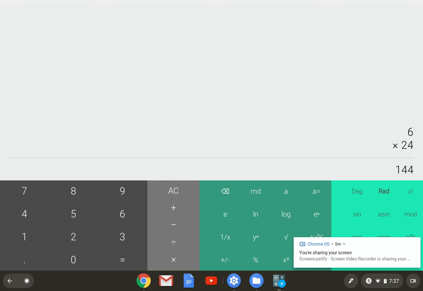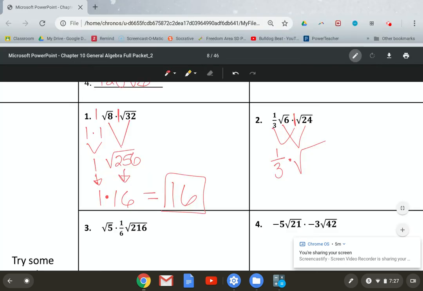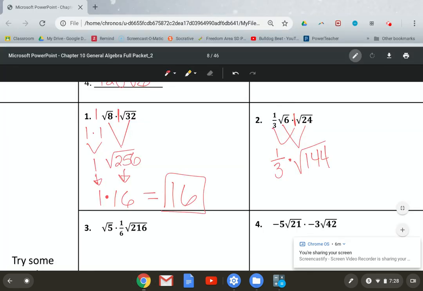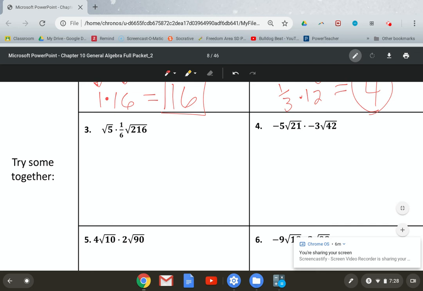So we get 144. So 6 times 24 makes 144. I'm just going to see if I get lucky and see if the square root of 144 is perfect. By the way, if you're looking at your list, you should notice that, yes, the 144 is a perfect square, and I get an answer of 12. So bring down your 1/3. This whole thing turns into a 12, and 1/3 times 12, absolutely use that calculator, final answer of 4.